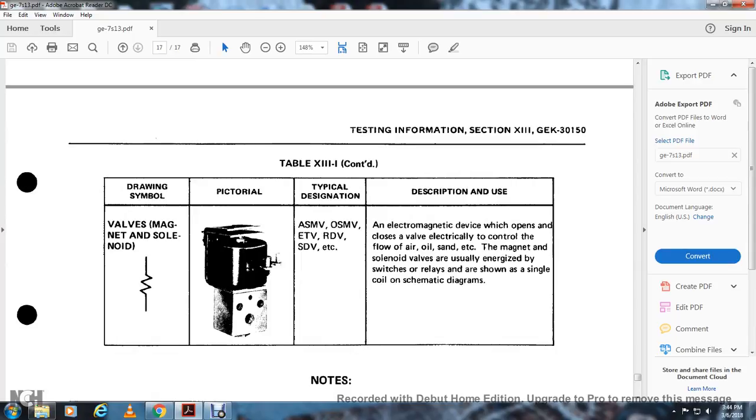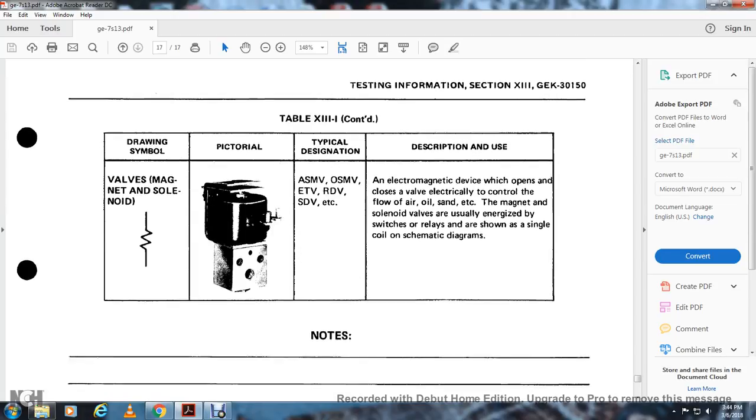Your valve, magnetic solenoid. The solenoid is shown by a zigzag with a pictorial. A typical designation is ASMV, OSMV, ETV, RDV, or SDV. It is an electromagnetic device which opens and closes valves electrically to control the flow of air and fluid. Magnetic solenoid valves are usually energized by switches or relays and are shown in signal coil or schematic drawings.